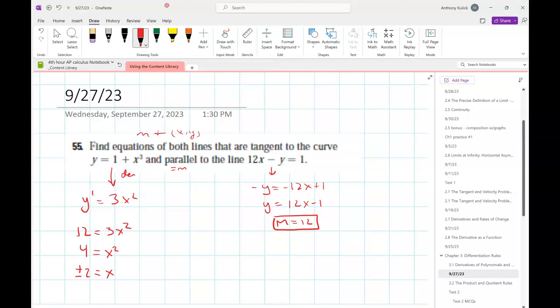Yes, Katie. Wait, why do you plug in the... So what this is going to do, it'll tell me, right? That's going to tell me the location, the x's in my function y equals, where the slope of the tangent line is 12.